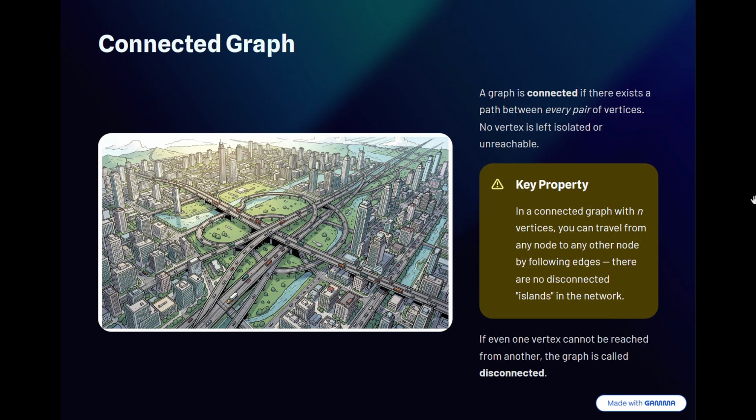The next definition is connected graph. A graph is connected if there exists a path between every pair of vertices. No vertex is left isolated or unreachable. The key property is, in a connected graph with n vertices, you can travel from any node to any other node, here the node is vertex, by following edges. There are no disconnected islands in the network. If even one vertex cannot be reached from another, the graph is called a disconnected graph.